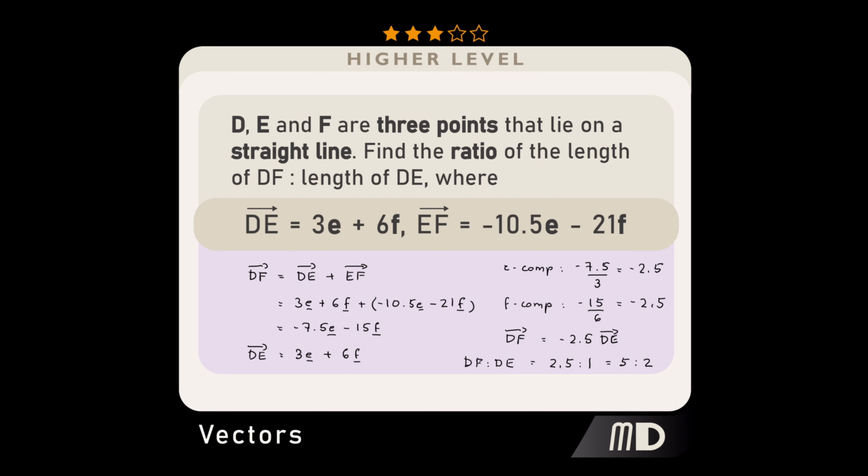Answering this question successfully relies on our understanding of vector notation and components, the conditions for collinearity, scalar multiples and common points, and the rules for vector addition and ratio simplification. So the ratio of the lengths of vector DF to DE, and the answer to this question, is 5 to 2.